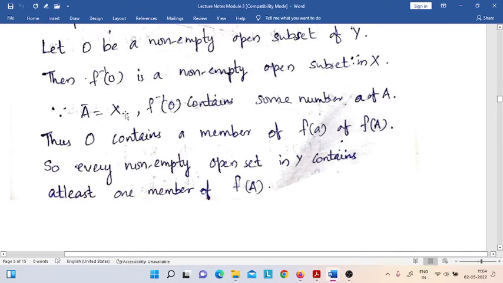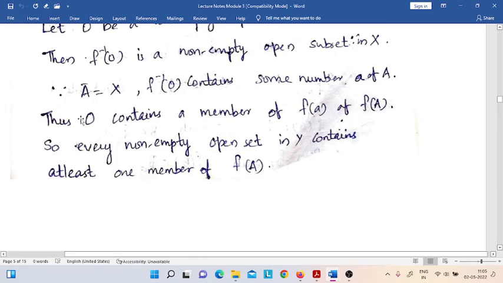Since closure of A equals X, F inverse of O, being a non-empty open set in X, must contain some member of the set A, and we name that member small a. Now we can think about the image of that member, which is F of a. F of a must be a member of F of capital A.